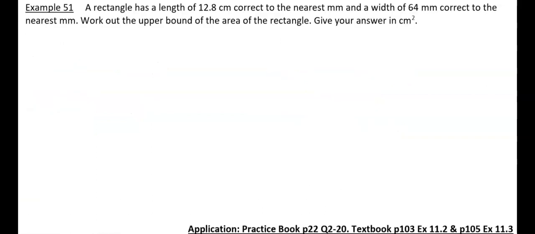Okay, this example says a rectangle has a length of 12.8 centimeters, correct to the nearest millimeter, and a width of 64 millimeters, correct to the nearest millimeter. So work out the upper bound of the area of the rectangle and give your answers in centimeters squared.